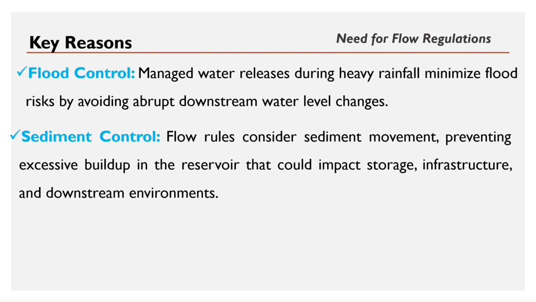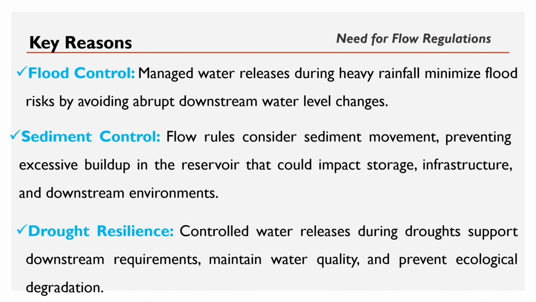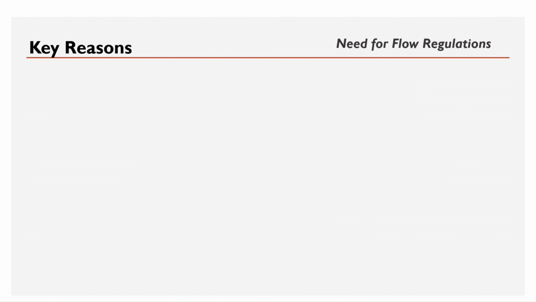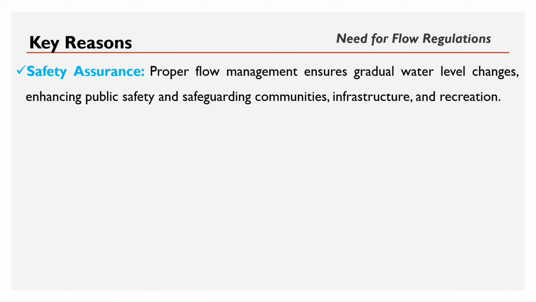Sediment control: flow rules consider sediment movement, preventing excessive buildup in the reservoir that could impact storage, infrastructure, and downstream environments. Drought resilience: controlled water releases during droughts support downstream requirements, maintain water quality, and prevent ecological degradation. Safety assurance: proper flow management ensures gradual water level changes, enhancing public safety and safeguarding communities, infrastructure, and recreation.